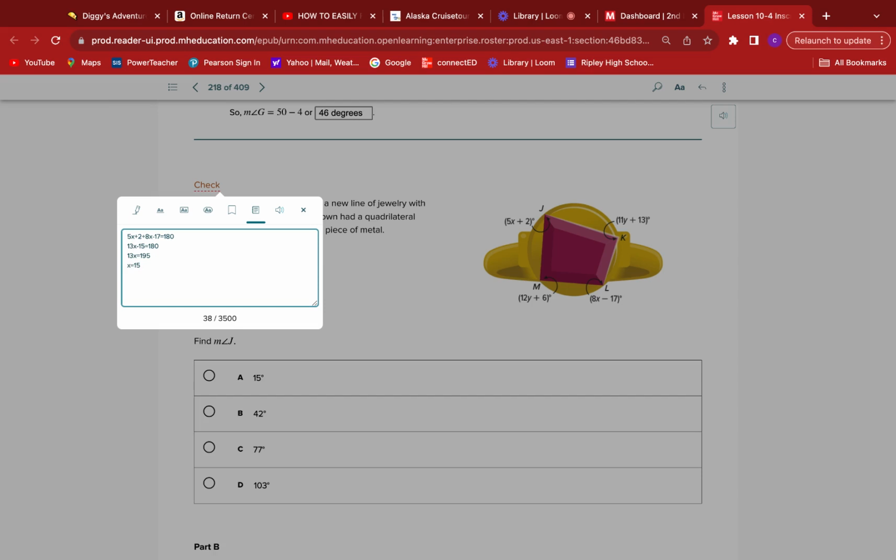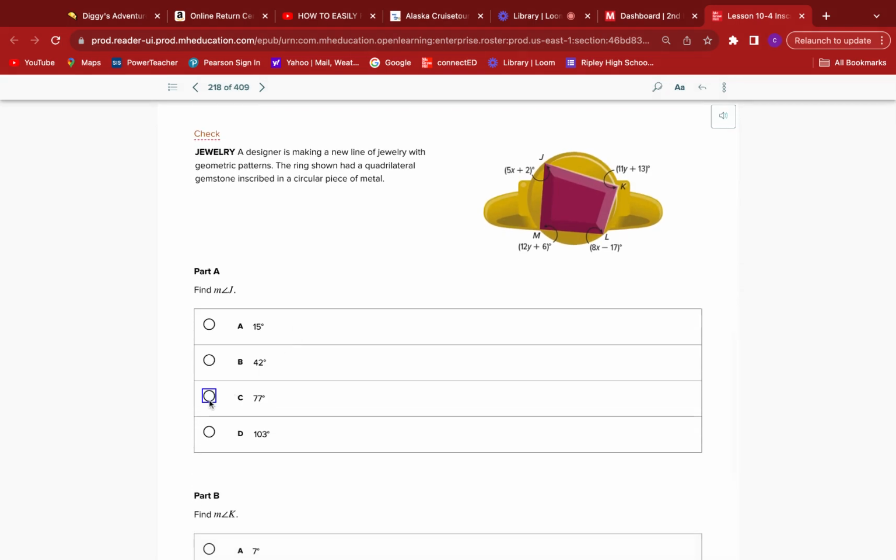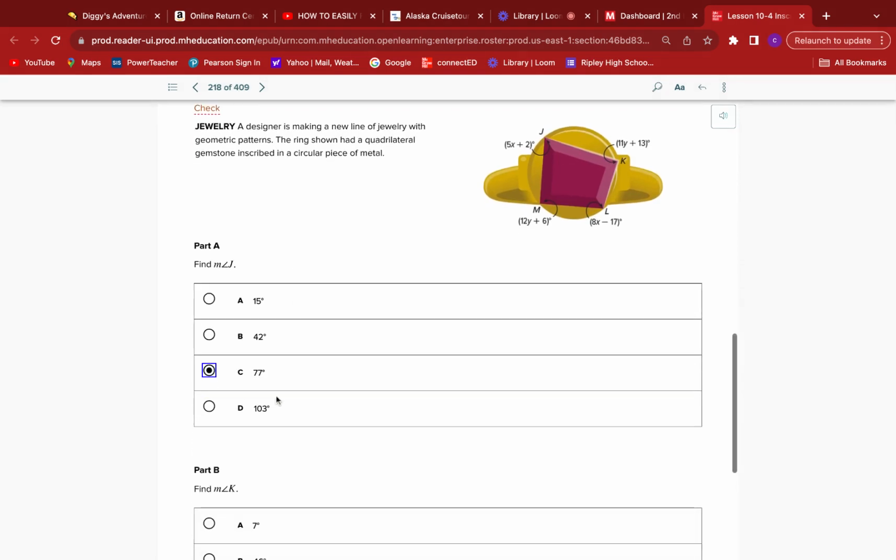But do not forget, they want me to find the measure of angle J. Angle J was the 5x plus 2. So it's going to be 5 times 15 plus 2. And looks like the measure of angle J is going to be 77 degrees. 77 for angle J. So that's going to be answer choice C.